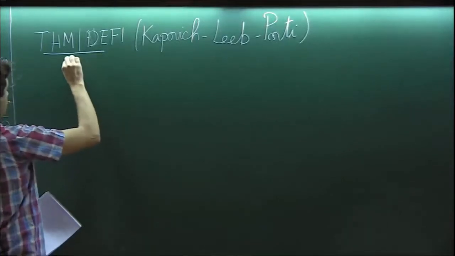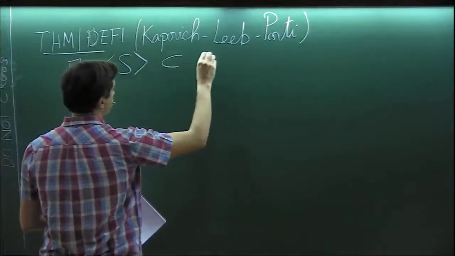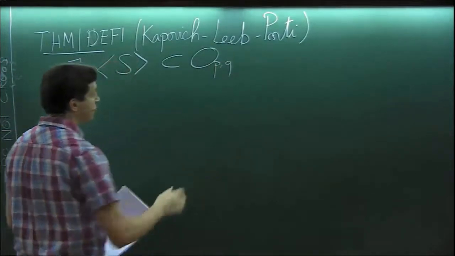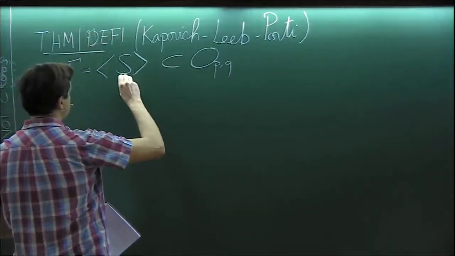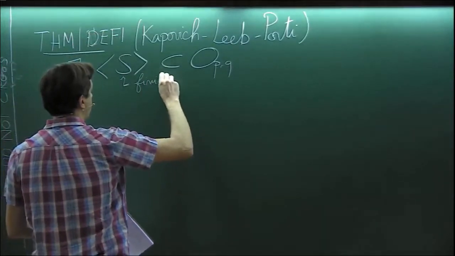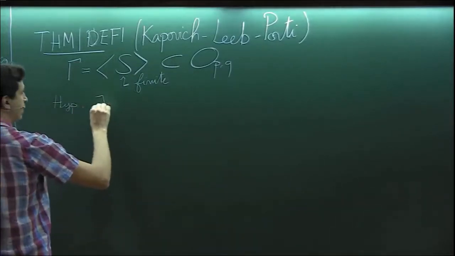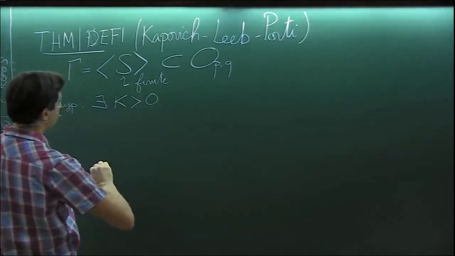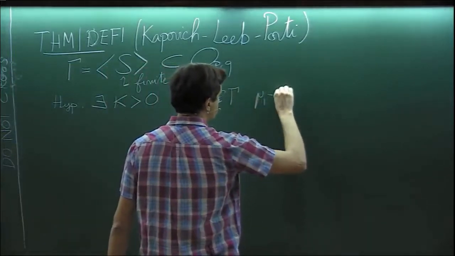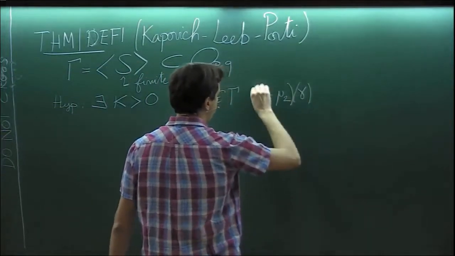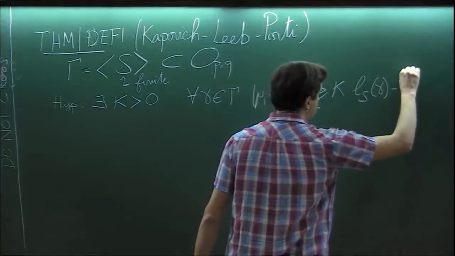I'm restricting to a finitely generated subgroup Gamma of O(p,q), where O(p,q) is the orthogonal group of the form with p positive signs and q negative signs. S is finite, and I suppose that there exists a positive number K such that for every gamma in Gamma, the difference between the two first singular values of gamma is controlled by the length of gamma as a word in S.